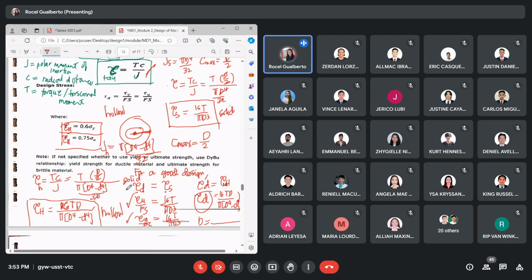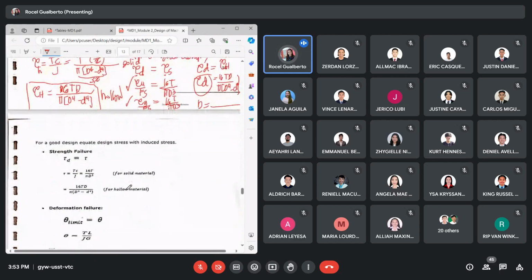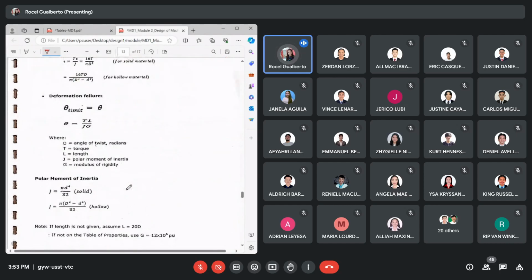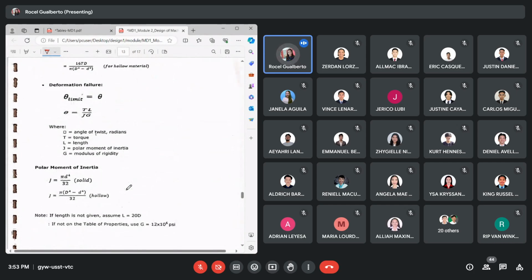And then, kanina po may minention din ako na meron po siyang deformation failure. You can have the design po base din sa deformation failure naman po. Sa deformation naman po, ang tawag mo sa kanya is the torsional deflection. So, ang tawag po sa kanya, torsional deflection, torsional deformation, or simply, angle of twist. So, yan po yung tawag. It's the angle of twist.